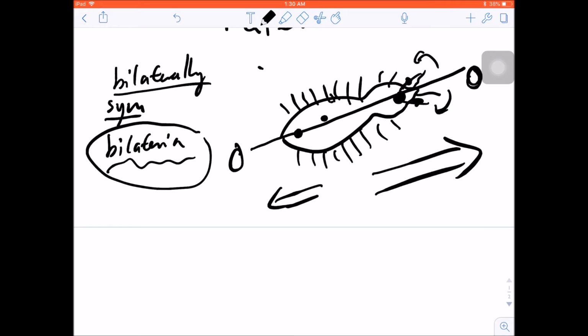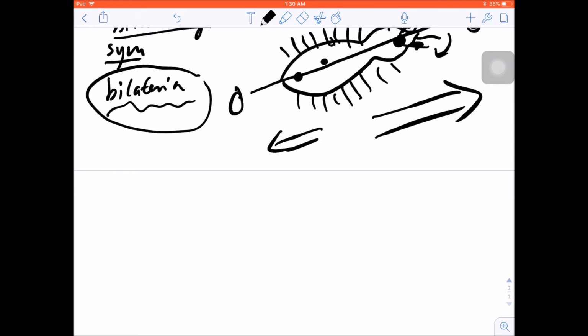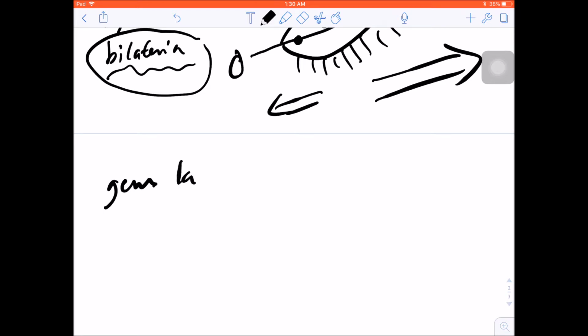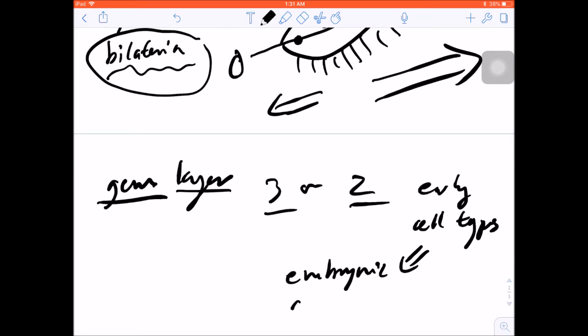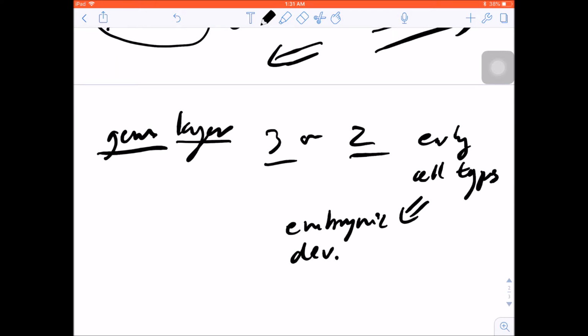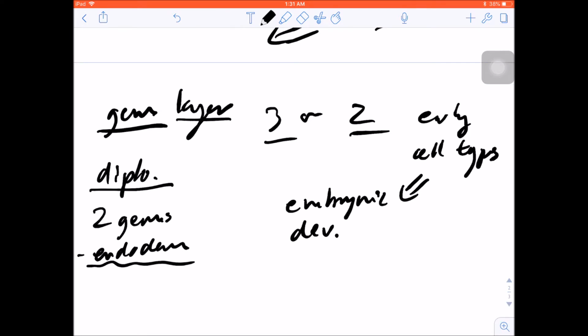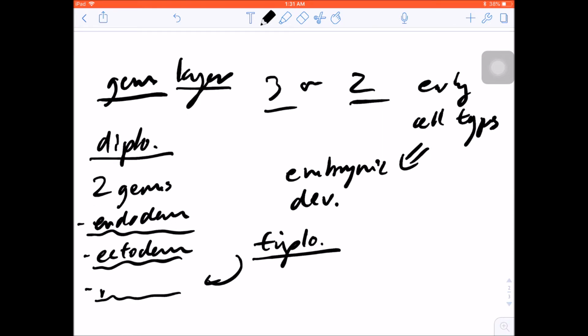They're related to symmetry because, well, let me go back a bit. Germ layers refer to these different groups of tissues that arise from 3 or 2 early cell types during the early embryo stage, during embryonic development. Right. So in diploblastic organisms, you'll have 2 germ layers, the endoderm and the ectoderm. And in triploblastic organisms, you'll have an extra germ layer called the mesoderm.